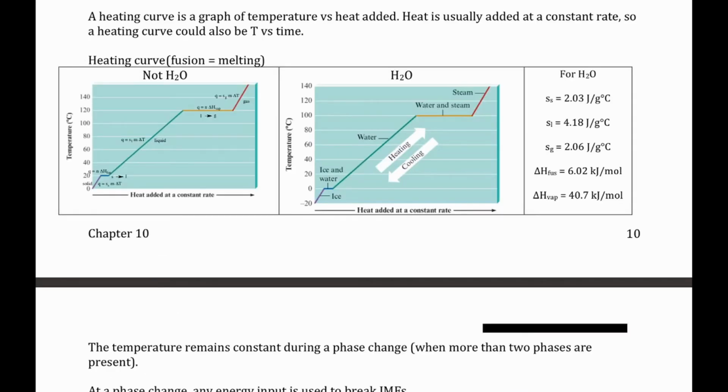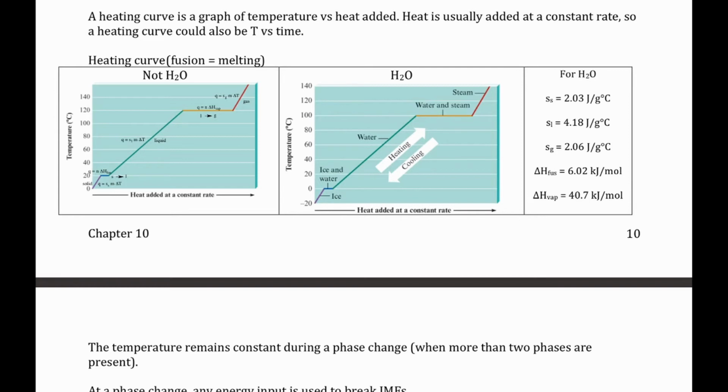A heating curve is a graph of temperature versus heat added. Heat is usually added at a constant rate, so a heating curve could also be temperature versus time. We have two heating curves shown. The middle one is for water. The left one is for a material other than water.